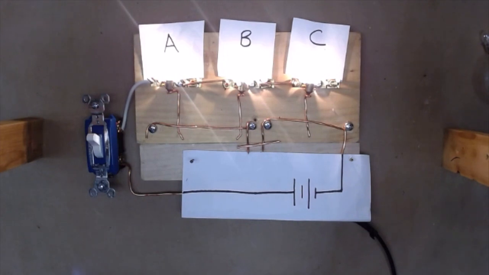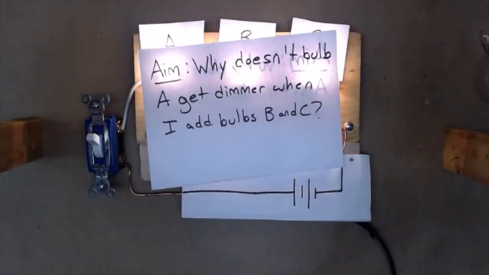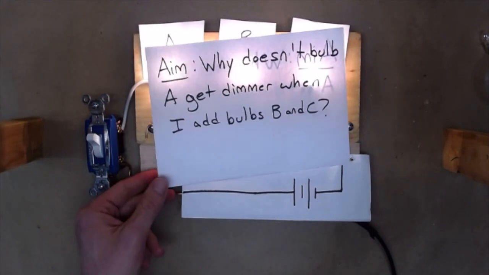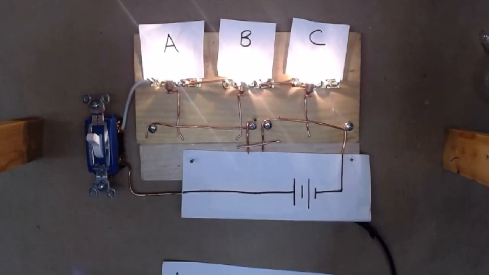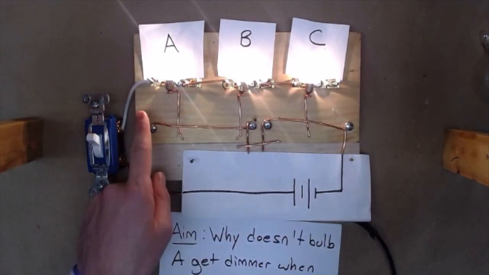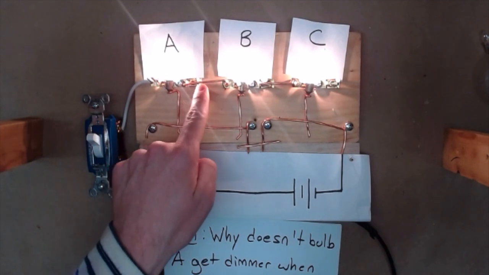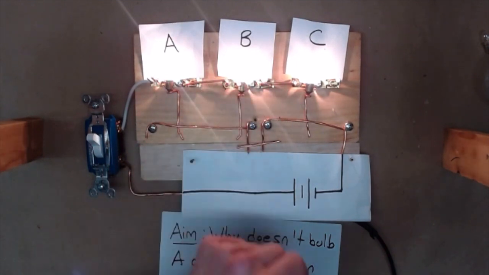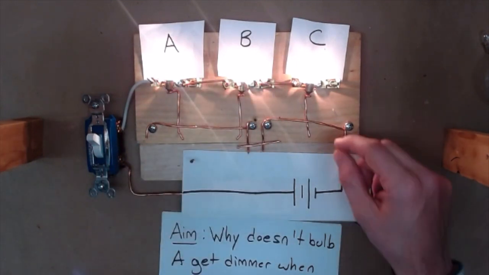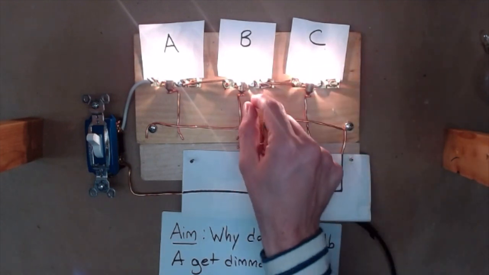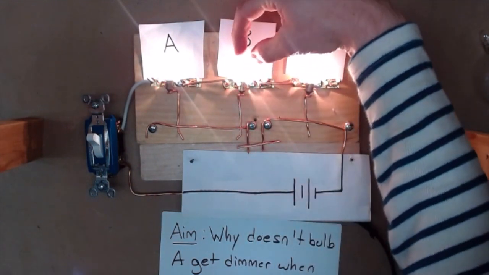So this raises a question, which is, unlike last time, why doesn't bulb A get dimmer when I add bulbs B and C to this circuit? And the answer to this is going to be related to the different way that I've connected the bulbs this time. Okay, and here's a little hint. Ready? I'm going to go ahead and remove B, and we'll get back to this in a moment. I'm going to pull B out of the circuit.